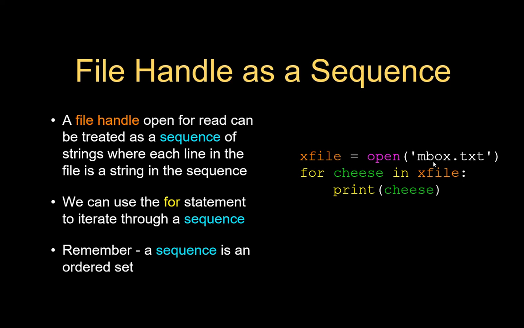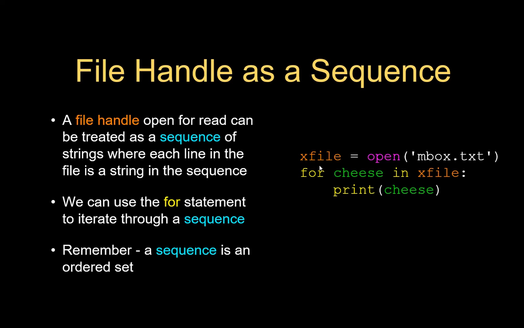It's using the file handle, of course, and in this case we're going to use a for loop. So we open a file using the open function. We put that in a variable called x file, and we have a for loop that says for cheese in x file, which means for each line in this file, x file, print cheese.